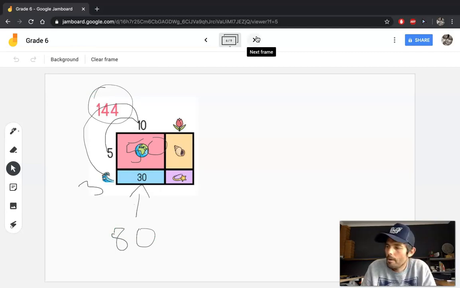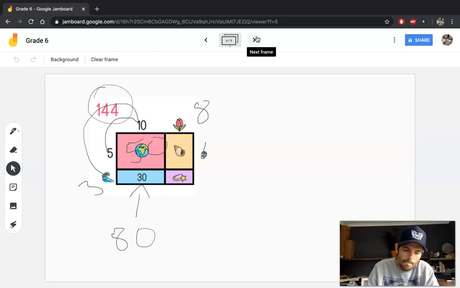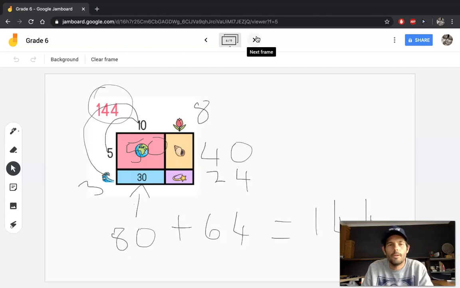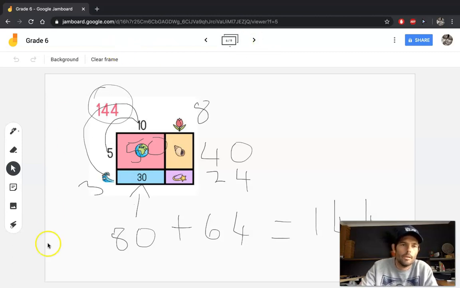Once you've done trial and error, you should figure out that the rows is equal to 8, and then the shell will be equal to 40. And the shooting star at the bottom is 3 times 8, which is 24. So that column gives me 64. If I add those two together, I get the 144 that I'm looking for. Well done if you got that, guys.